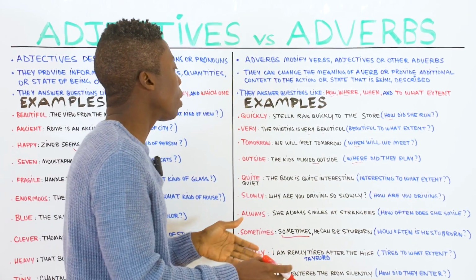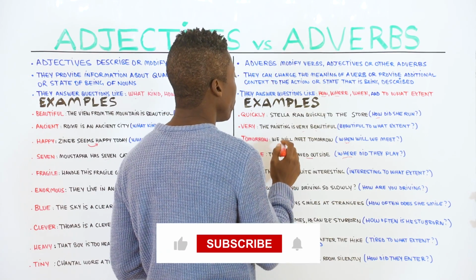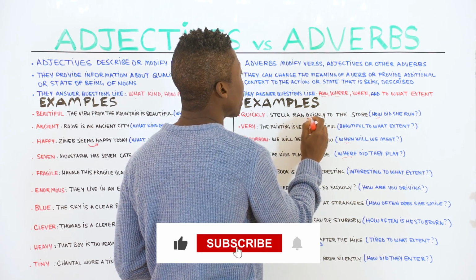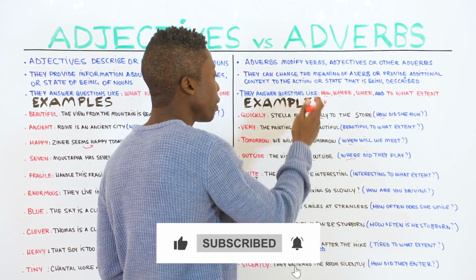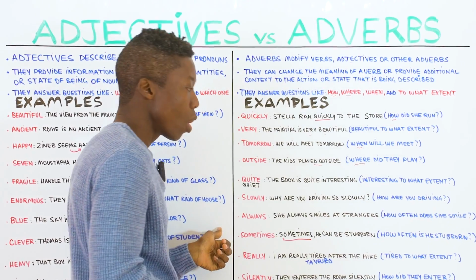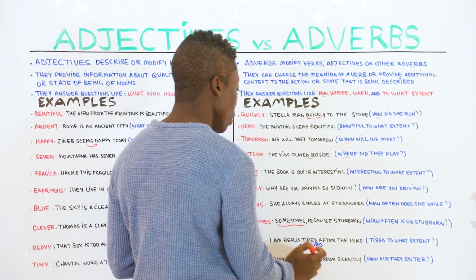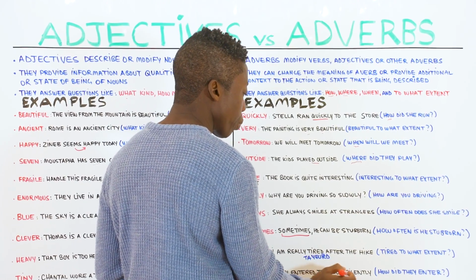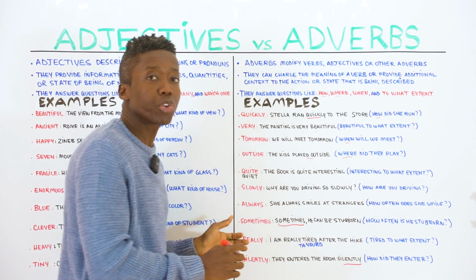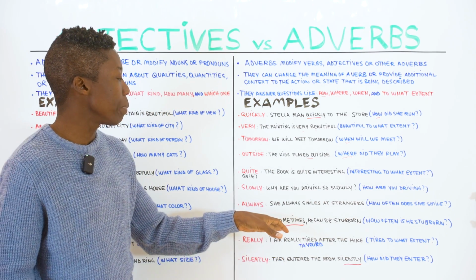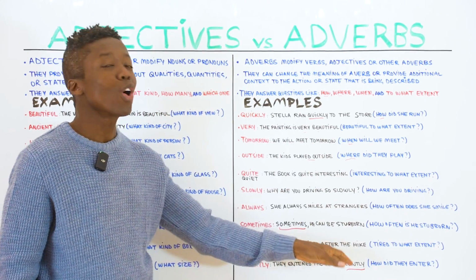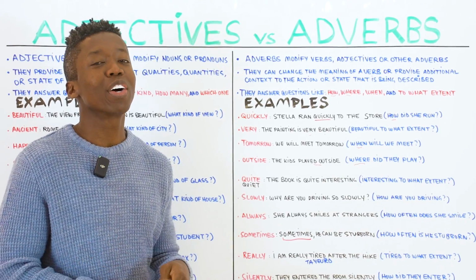Well, they can be in the middle of a sentence. For example, Stella ran quickly to the store. That is the middle of the sentence. Or they can be at the end of the sentence. For example, they entered the room silently. They entered the room silently. So they can be at the beginning, in the middle, or at the end of a sentence.